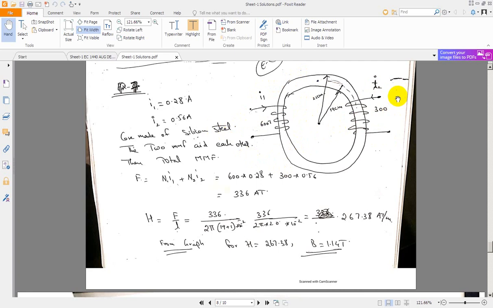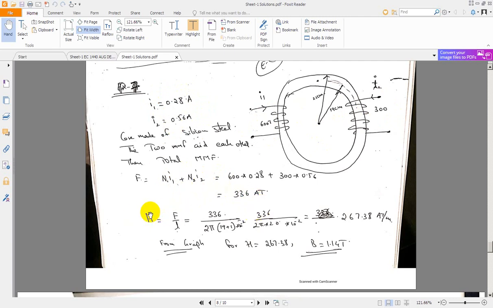This is given to the circuit and this is given to the circuit, both are added to each other. Then the total MMF will be equal to F is equal to N1 I1 plus N2 I2. Substitute the value of N1, I1, N2, and I2, which are all given. So the total force will be equal to 336 ampere turns.